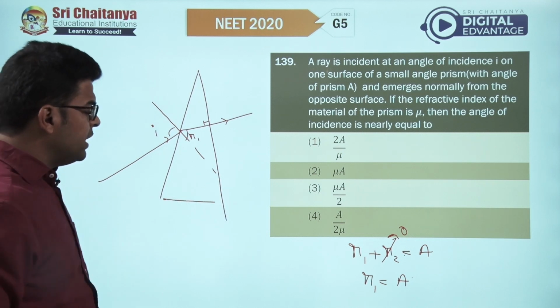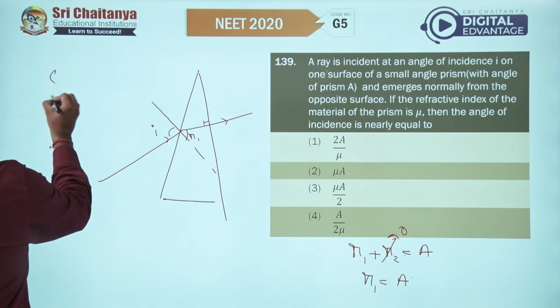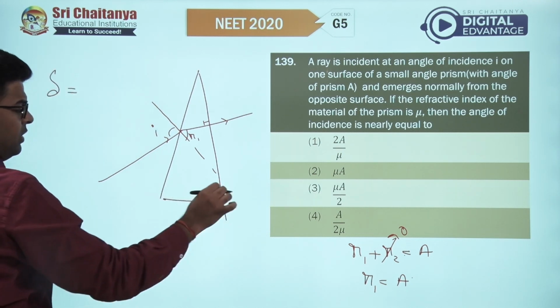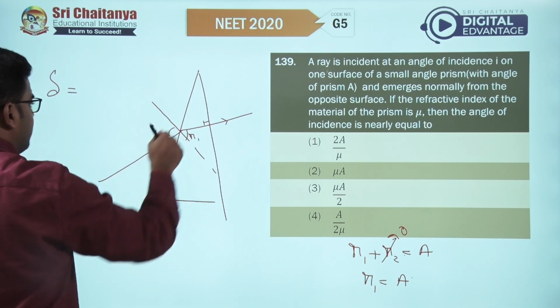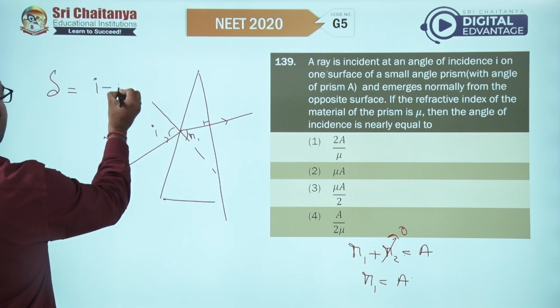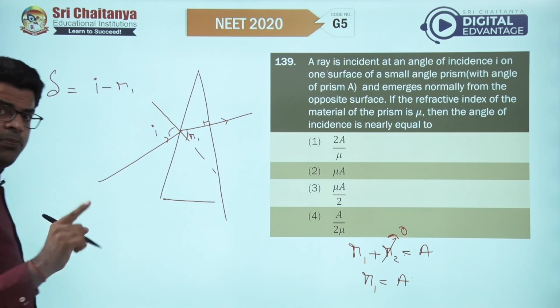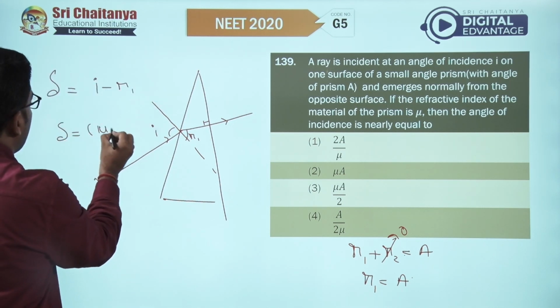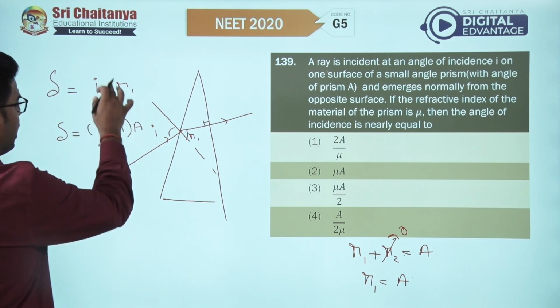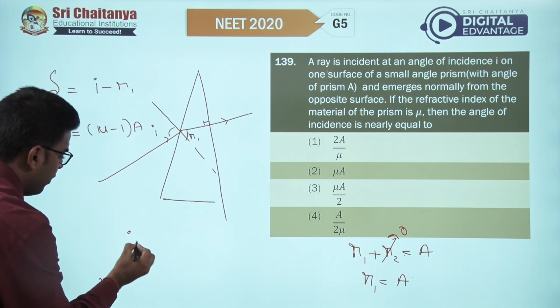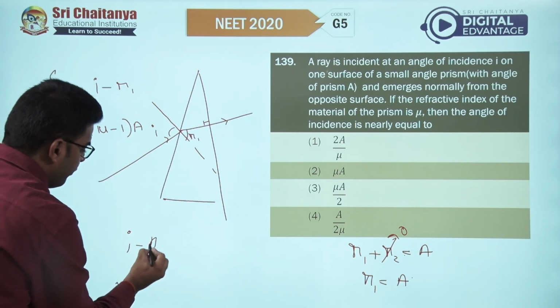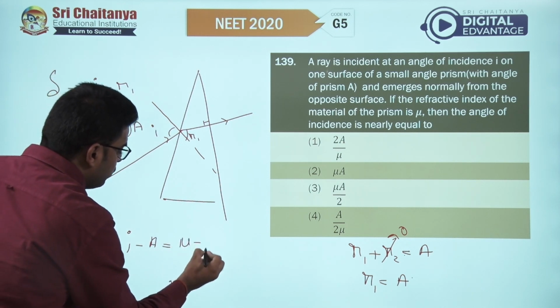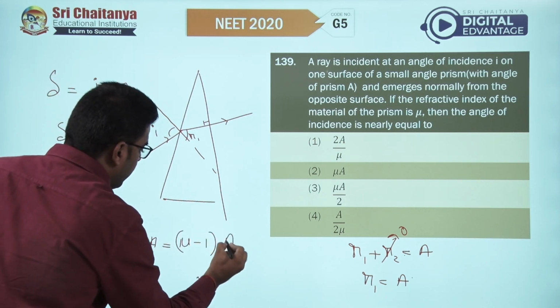Now we know R1 is A. So the deviation which will happen only on the first surface will be I minus R1. And for a thin prism, we can write the deviation as mu minus 1 into A. Equating these two, I will write I minus R1, which is A, equals mu minus 1 into A.